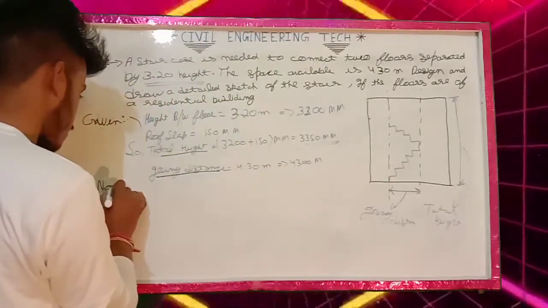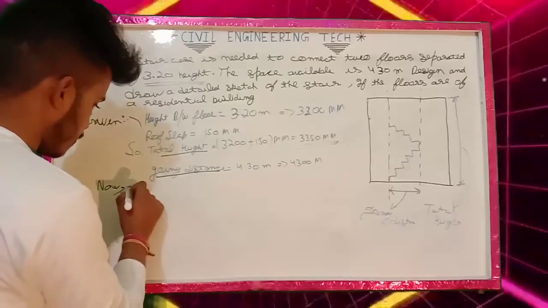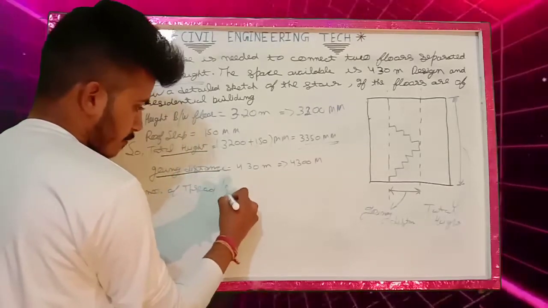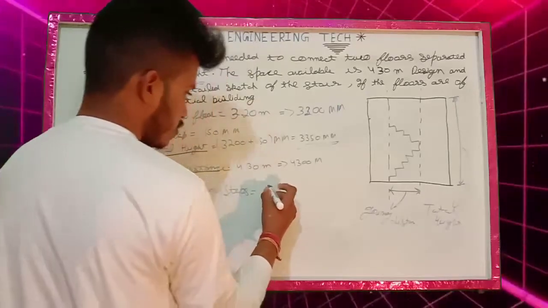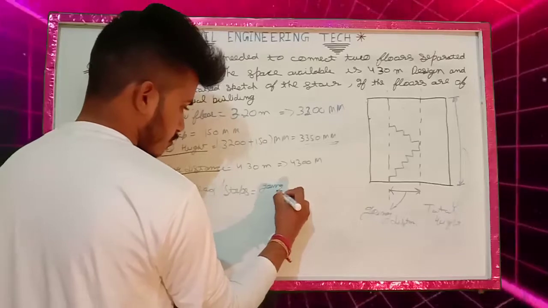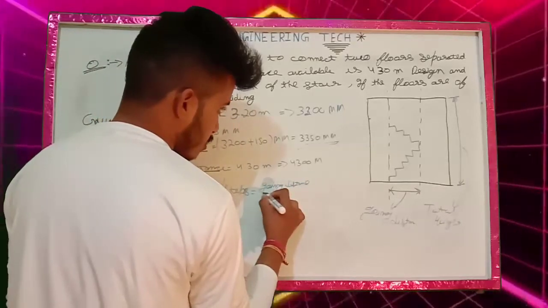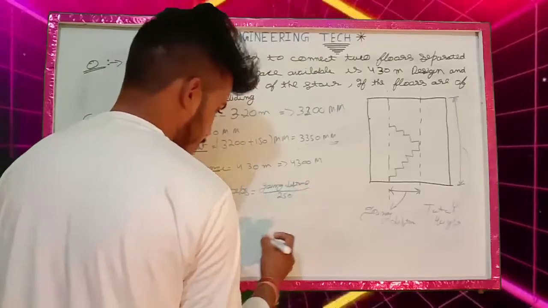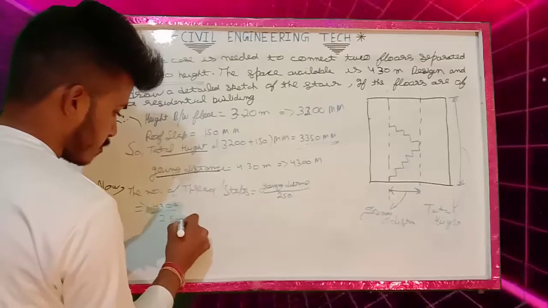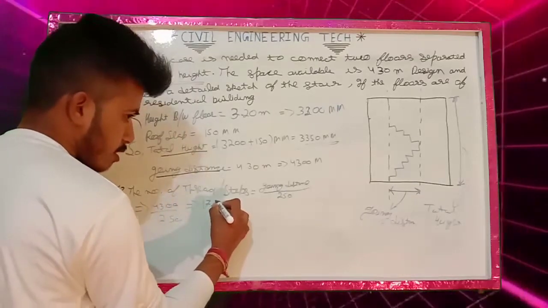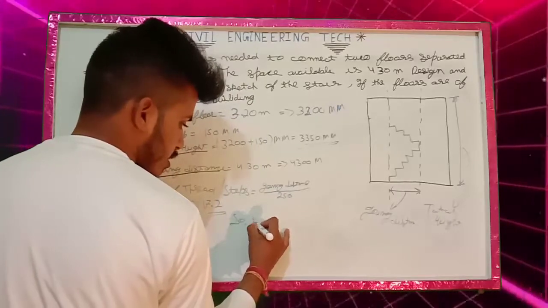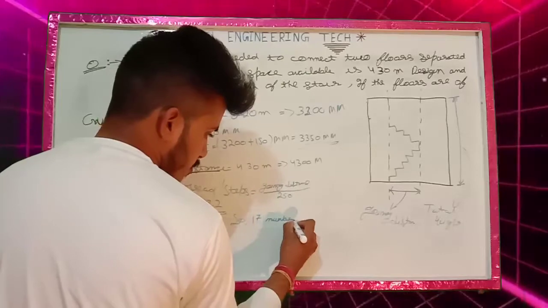Now, first of all, we calculate the number of threads or steps. So to calculate the number of threads, we take the going distance divided by 250. Here the going distance is 4300 upon 250. So we get 17.2, so we can take it as 17 number of steps.